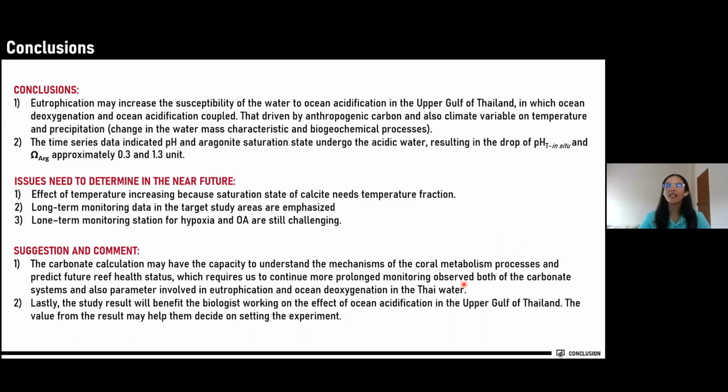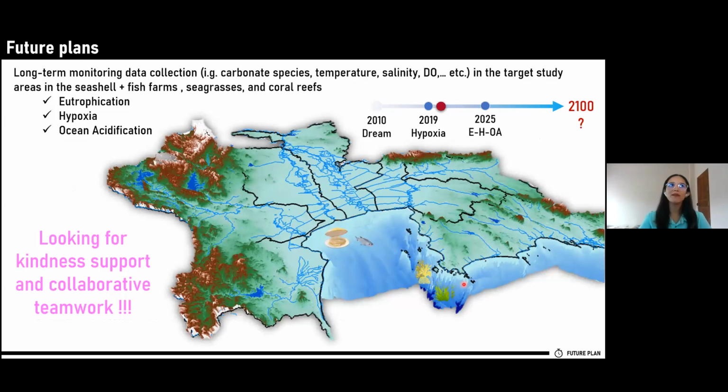I am still young and I still have a dream. And this is the entirety of my future plan. Hopefully I will have a target study site in the seashell and fish farm, also in the seagrass and coral reef, that involves eutrophication, hypoxia, and ocean acidification. These three things are involved together if we want to understand the impact of anthropogenic carbon in this area. So we have to do it together.